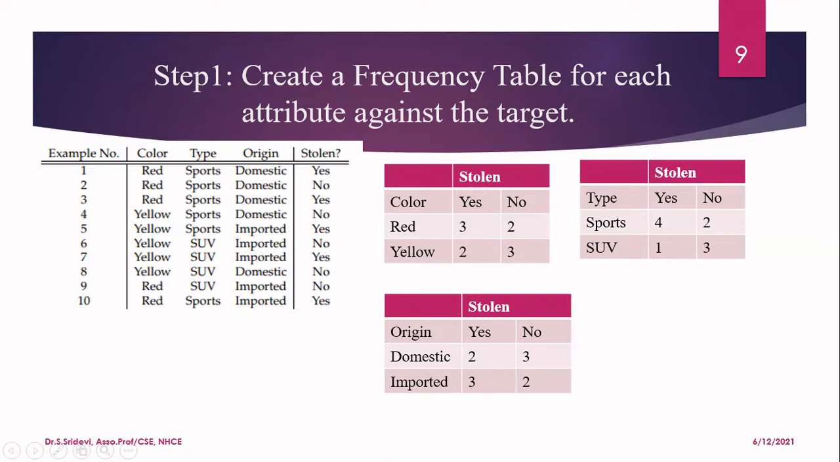So now what we have done is completed step number 1, where we calculated the frequency table for each attribute against the target. Why I'm not selecting stolen and drawing a table like this is that stolen is the target class. Only for the attributes do you have to do this step. Now, let us continue with the second step.